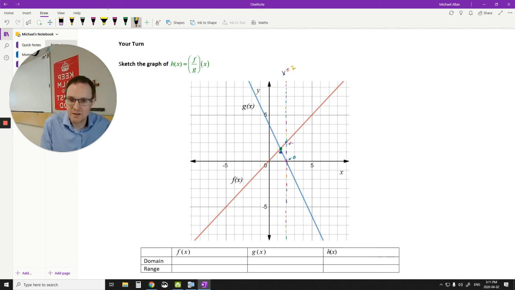I can go the other way though. 0 divided by anything. So this point here is going to be 0. So it's going to have to go through here and have a little asymptote. It's going to go kind of like this.